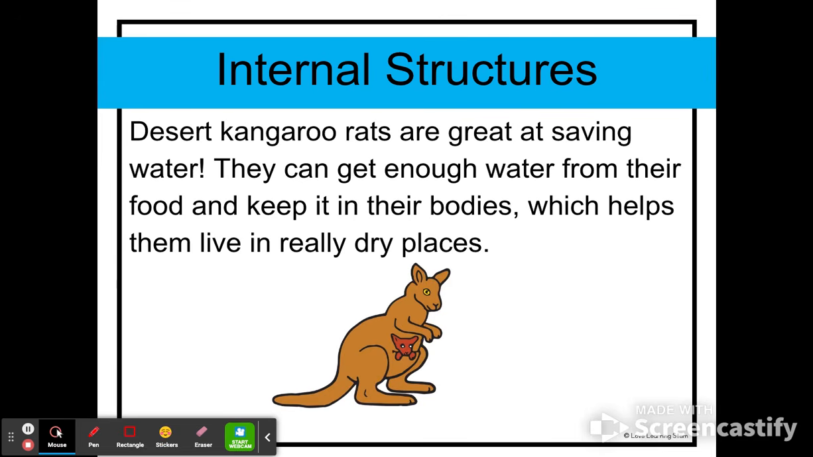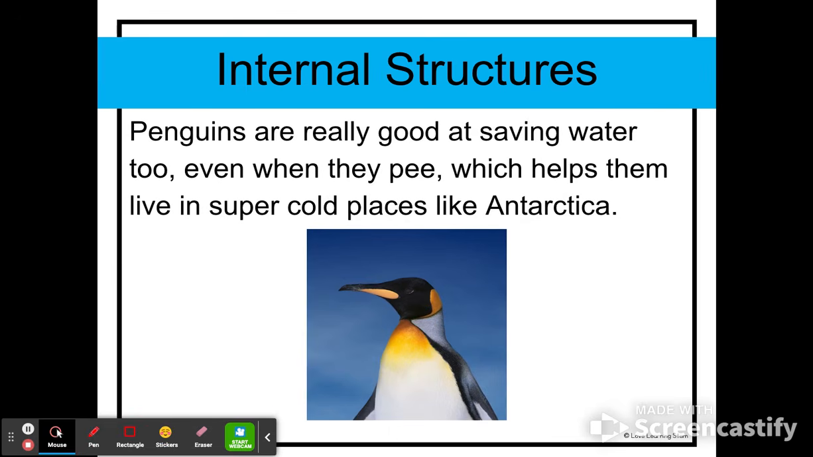Desert kangaroo rats are great at saving water. They can get enough water from their food and keep it in their bodies, which helps them live in really dry places. Penguins are really good at saving water too, even when they pee, which helps them live in super cold places like Antarctica.